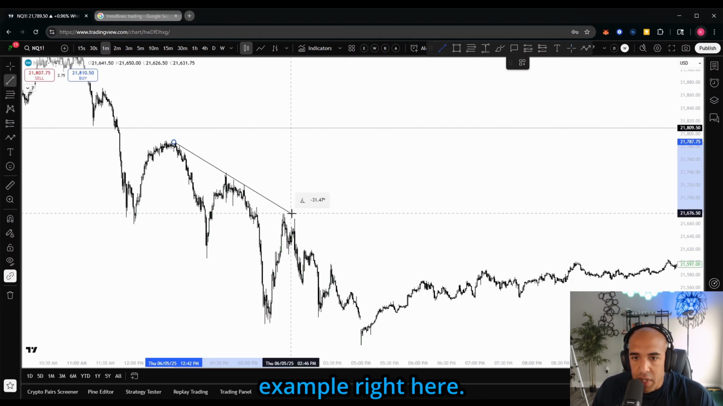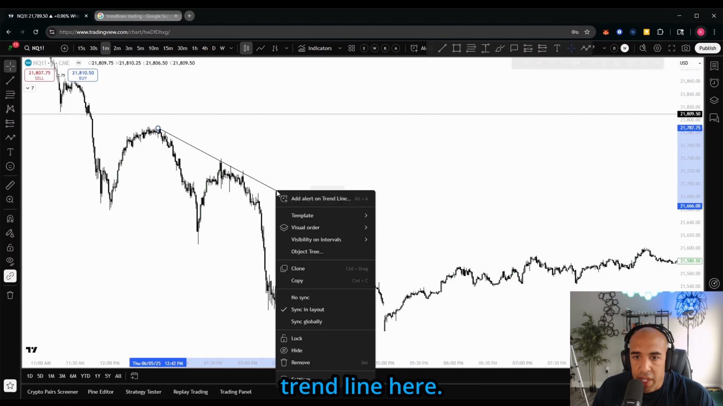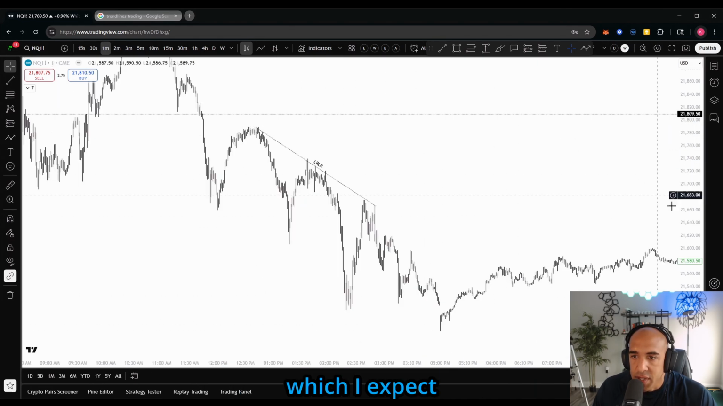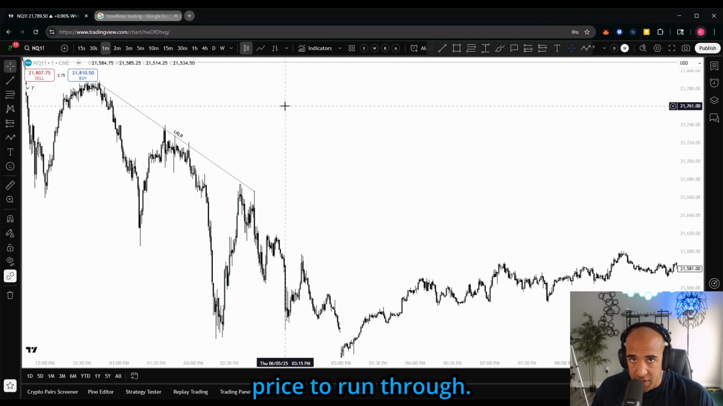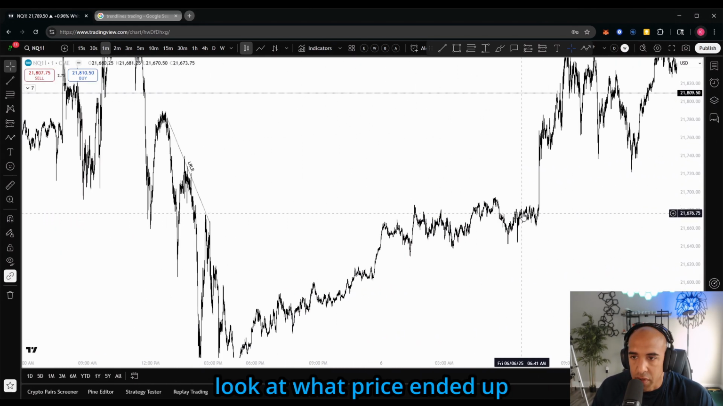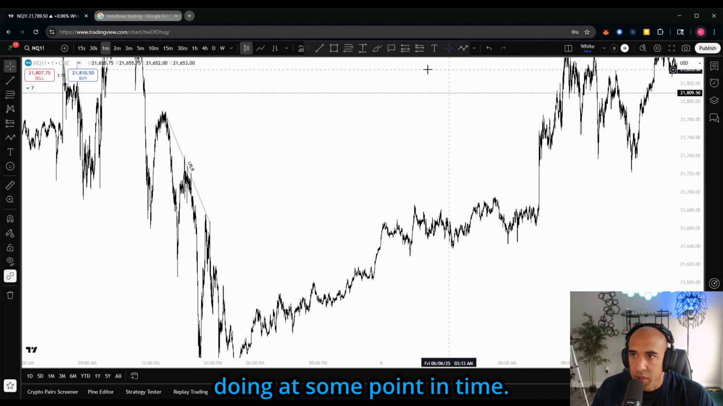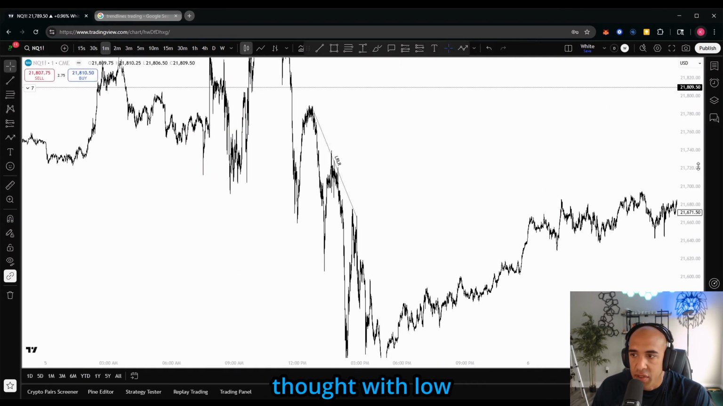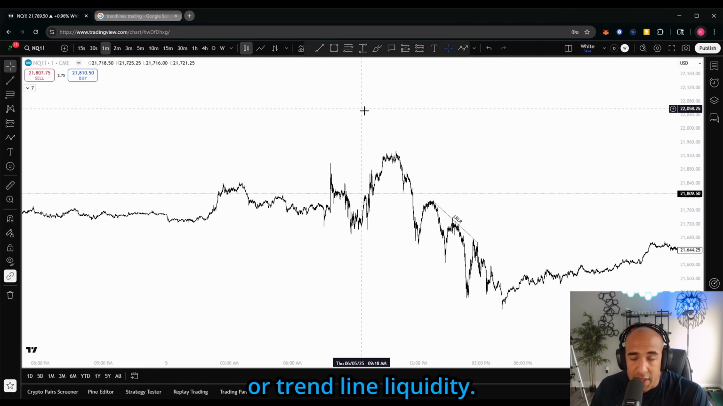So look at this example right here. Let's go back to this one. We have this trend line here. I'm going to mark this as low resistance liquidity. Again, this is an area in which I expect low resistance for price to run through, hence low resistance liquidity. If we look across the chart, look at what price ended up doing at some point in time. We ended up just blasting through all these highs right here. And that's the thought with low resistance liquidity or trend line liquidity.